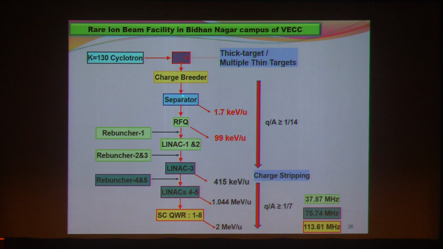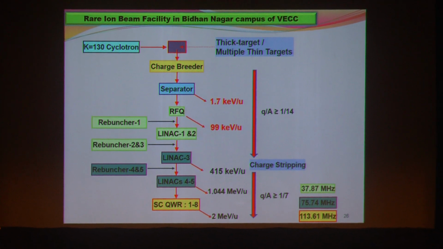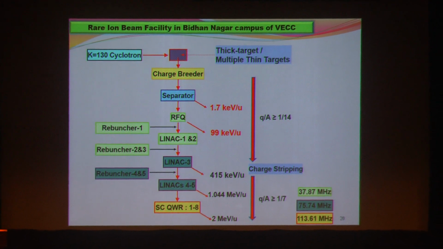So you have a separator. After the separator, you actually have an RI beam of around 1.7 keV per nucleon. Then we have many accelerators, because this energy is useful only for material science studies, not for nuclear physics. So you accelerate in steps.